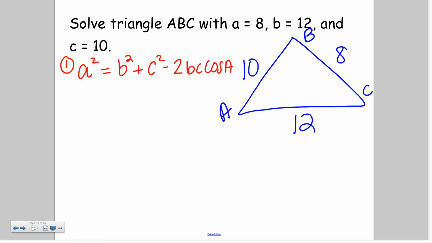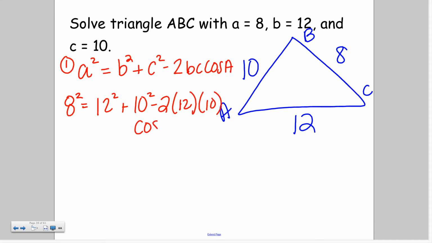So we're going to plug in what we know. And the only thing we don't know is what angle A is. So I'm going to simplify that equation the way I can. So 8 squared is 64. 12 squared plus 10 squared is 244. Then I've got 2 times 12 times 10, which is 240.